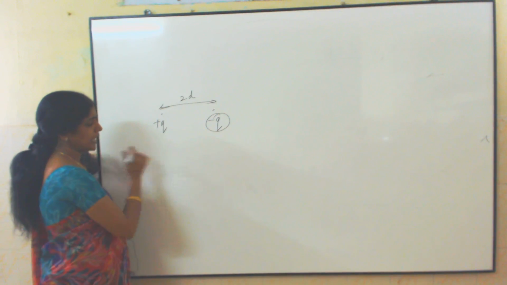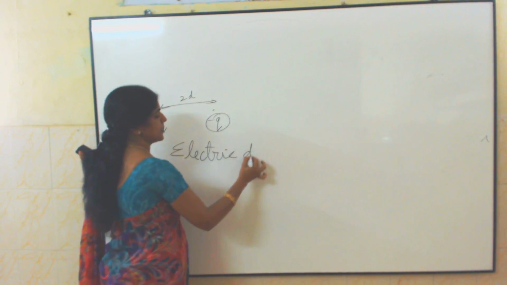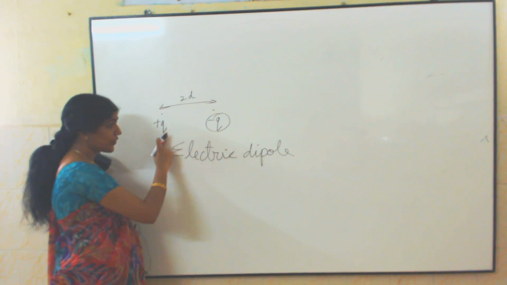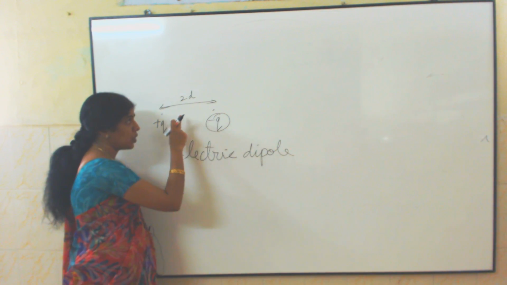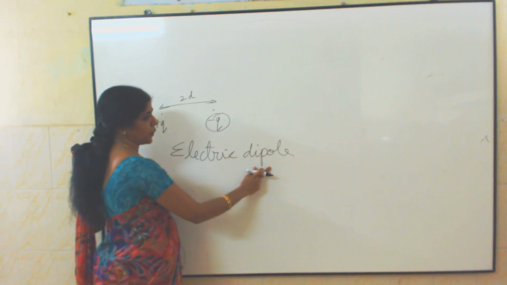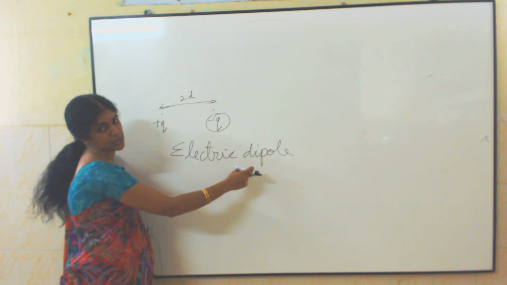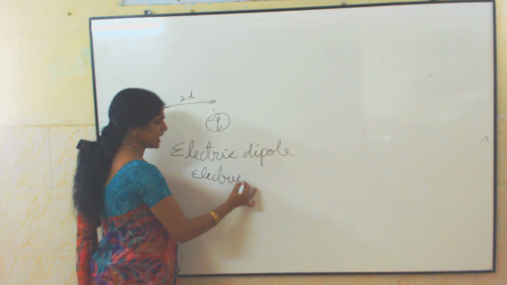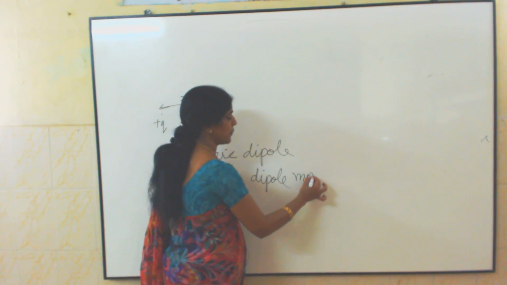So how can I define an electric dipole? Electric dipole: when 2 equal and opposite charges are separated by a small distance 2d, they constitute an electric dipole. How to measure this electric dipole? It is given by the electric dipole moment. So what is electric dipole moment? Electric dipole moment is used to measure this electric dipole.